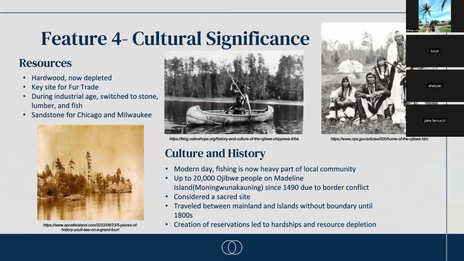They used to travel a lot between the mainland and the islands without boundary until the U.S. started taking more control of the area and then pushed them onto reservations. So they're also currently pushing for it to become a national park so they can regain more sovereignty over the land. And due to industrialization, a lot of resources were depleted, such as the hardwood I mentioned earlier, as well as a lot of quarries are now completely unusable and empty. So these reservations also led to hardships with food scarcity relating to that.